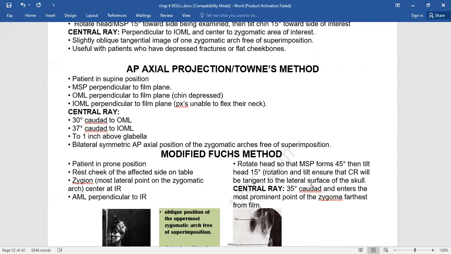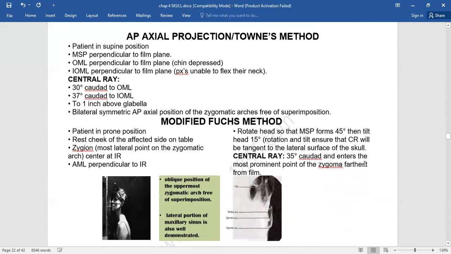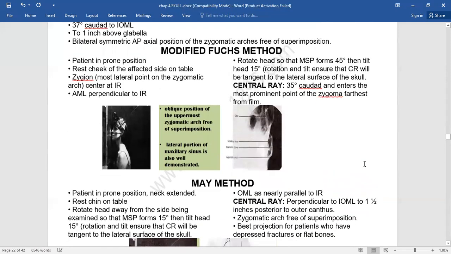Next is the Towne's. So pareho pa din ng Towne's natin na pinag-usapan kanina. So yung central ray niya, 30 degrees caudad to IOML, 37 sa OML, to exit 1 inch above the glabella. Next is the modified Titterington method.